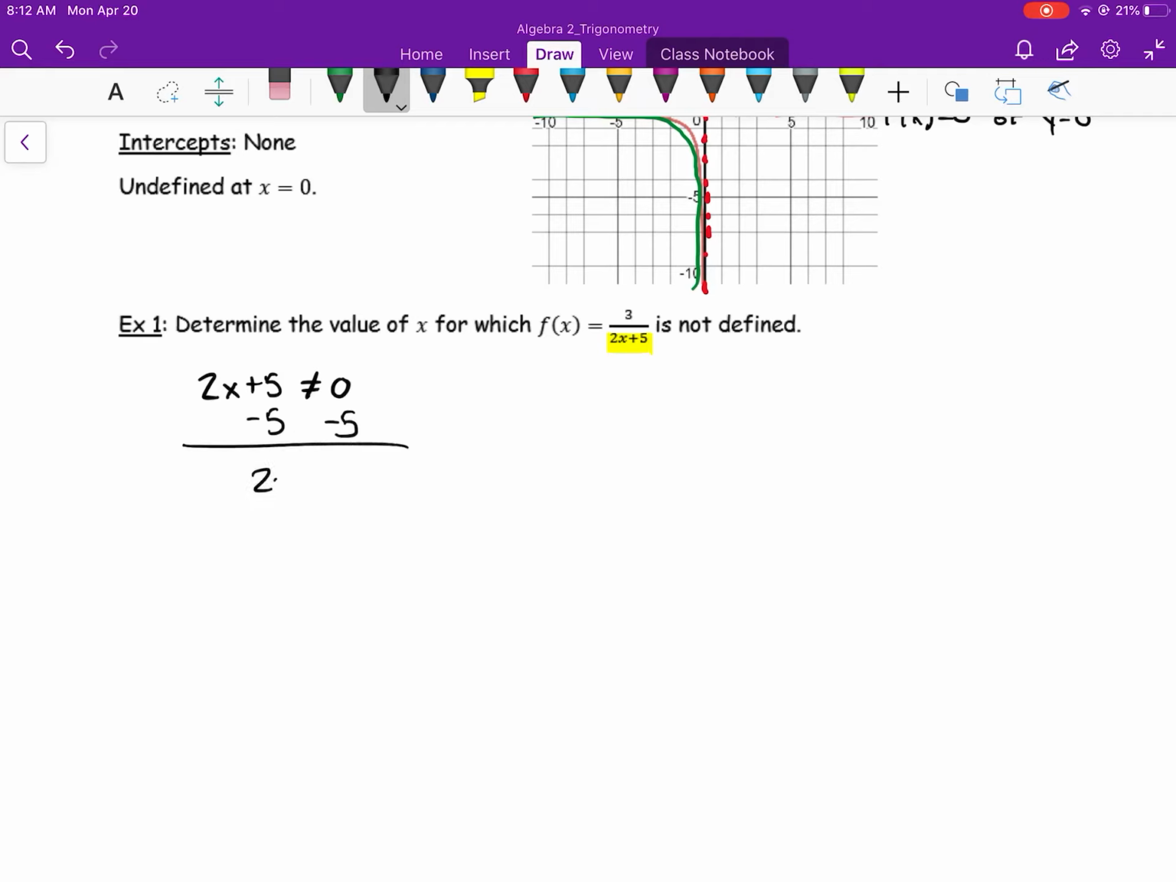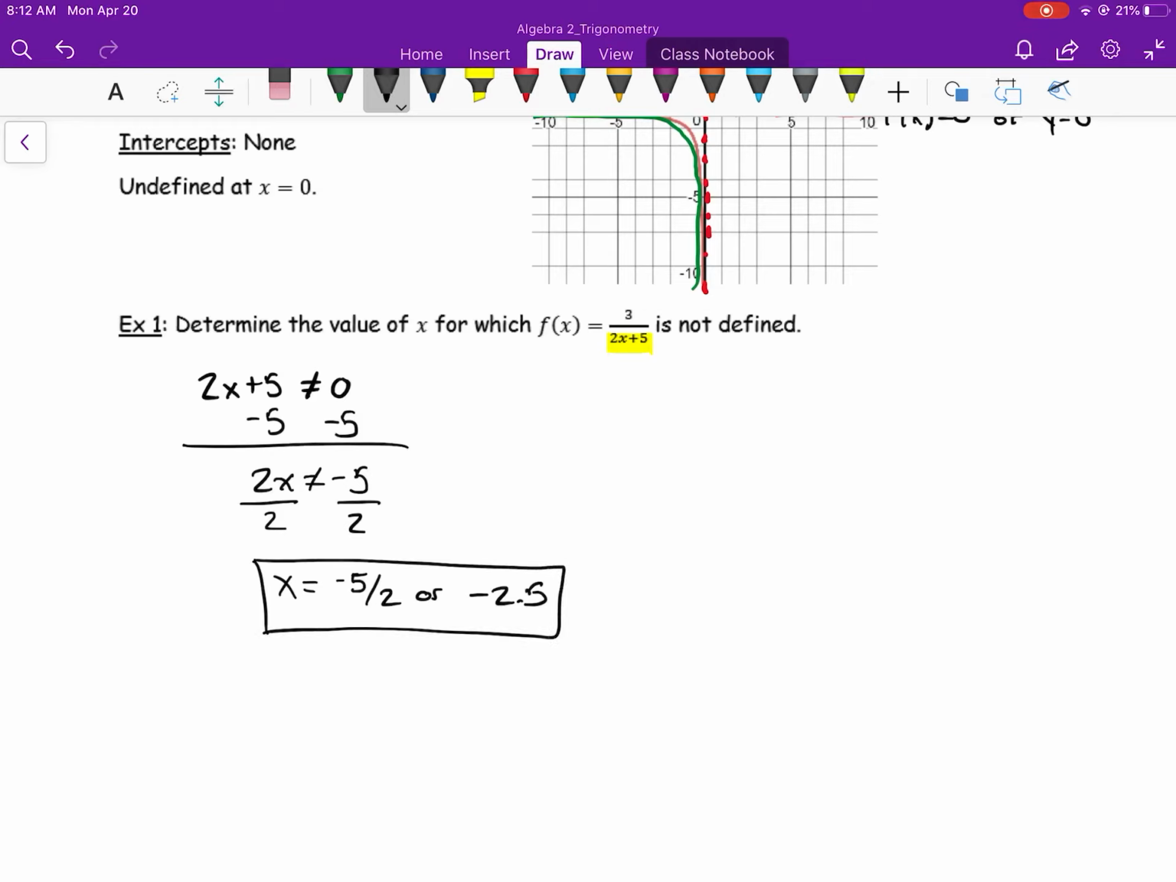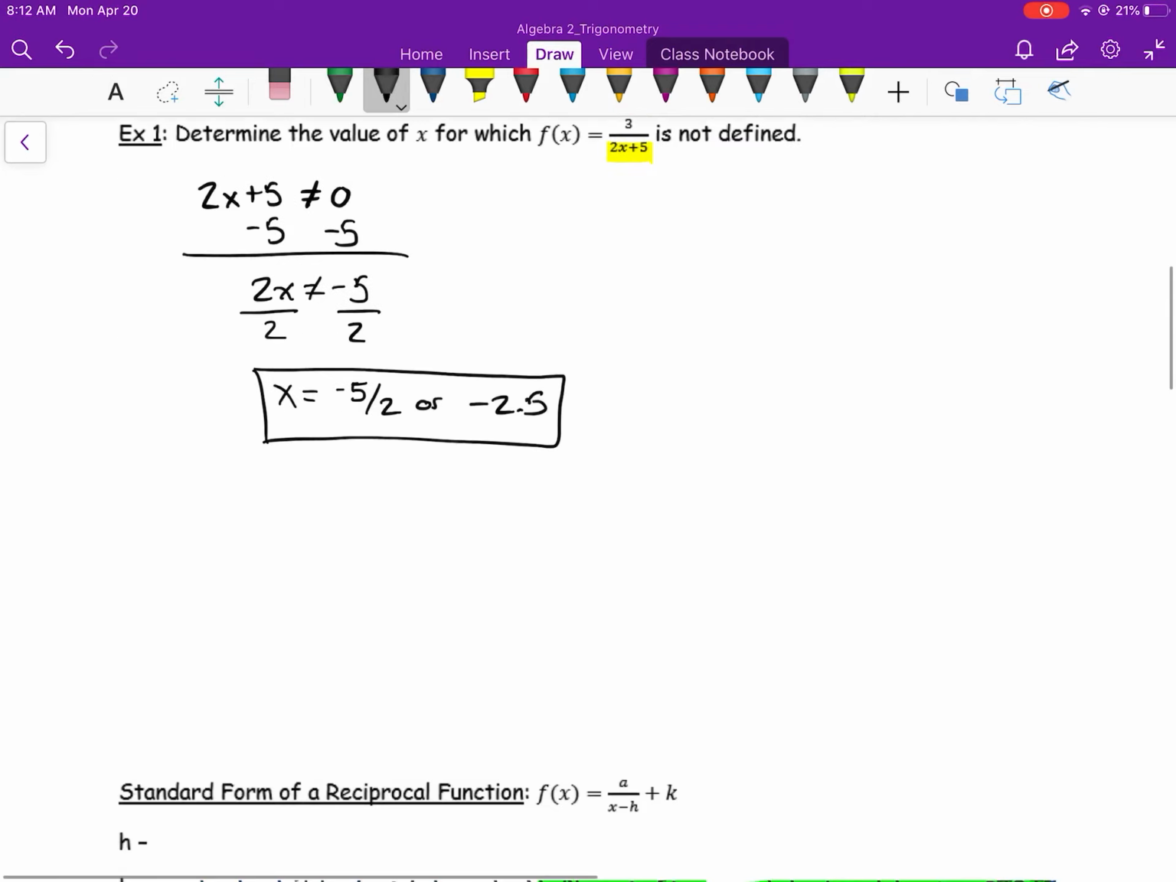This is just a refresher from what you've been doing. So x can't equal negative 5 halves, or negative 2.5. That's how we get our, this will end up being our vertical asymptote, which we'll see here in a second.